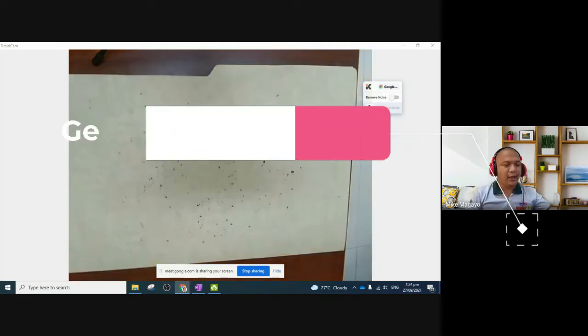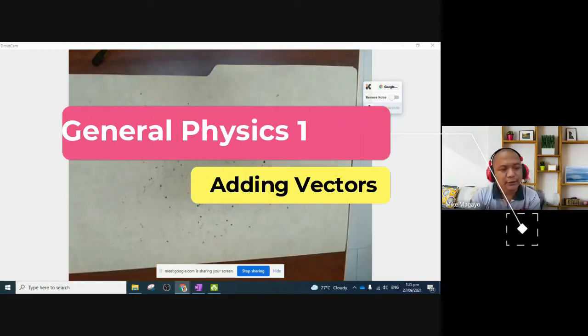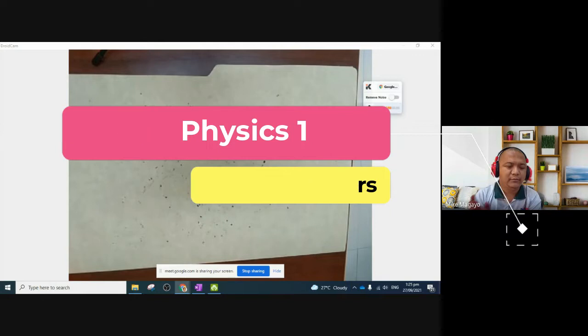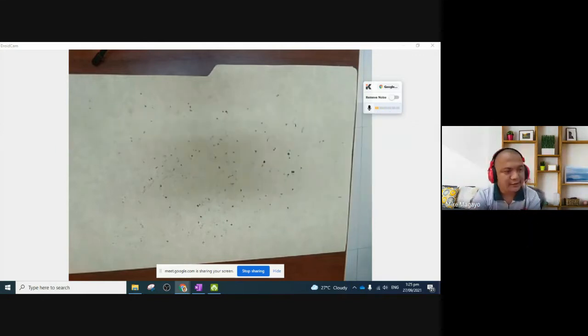Next is, how do we add vectors? Usually, they don't act alone in space. It's composed of a lot of vectors. It's just like the weather news report. You could see the vectors being represented by wind patterns, or even the possible path of a typhoon.